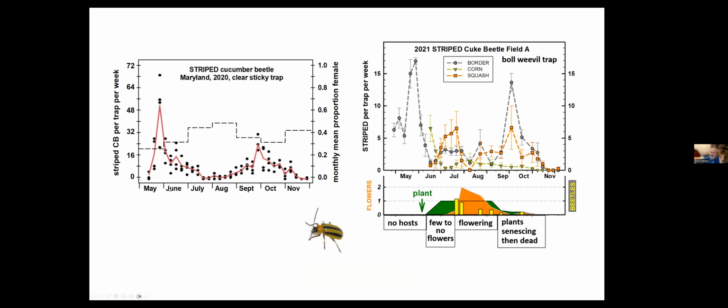Remember how I said the males are the ones out there trying to find things, and they're going to call, and eventually the females come in. And then there are 2 generations. So the second peak in September, October, that's the second peak.